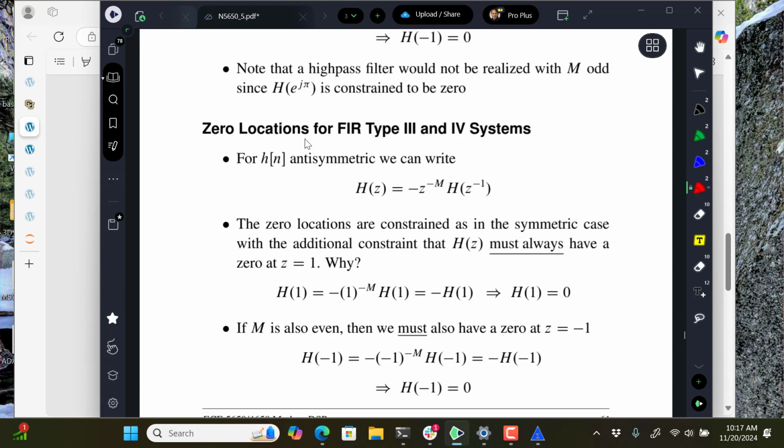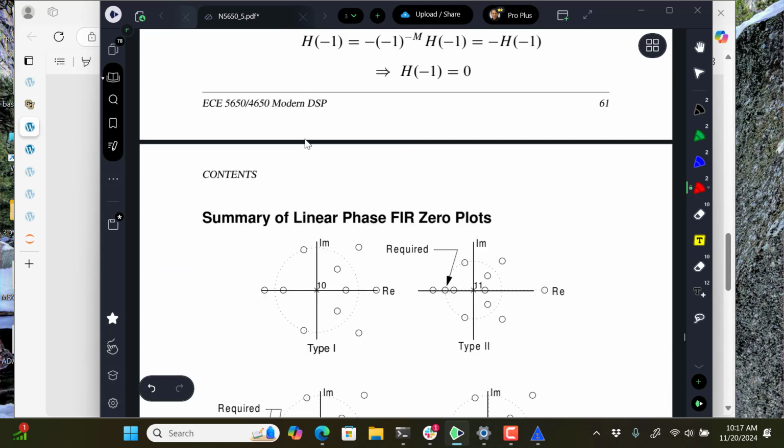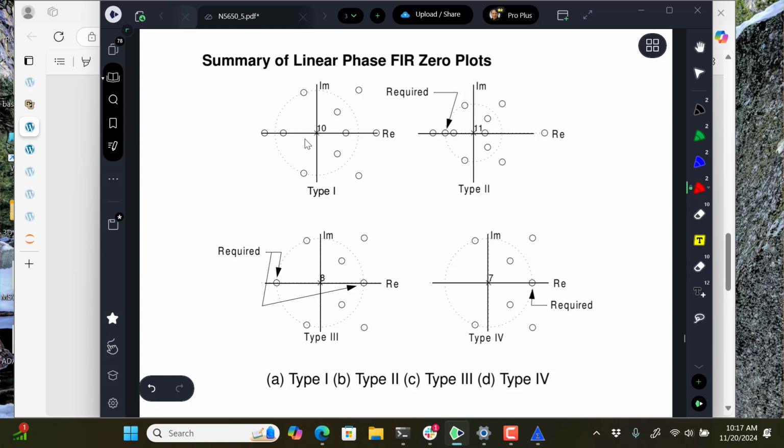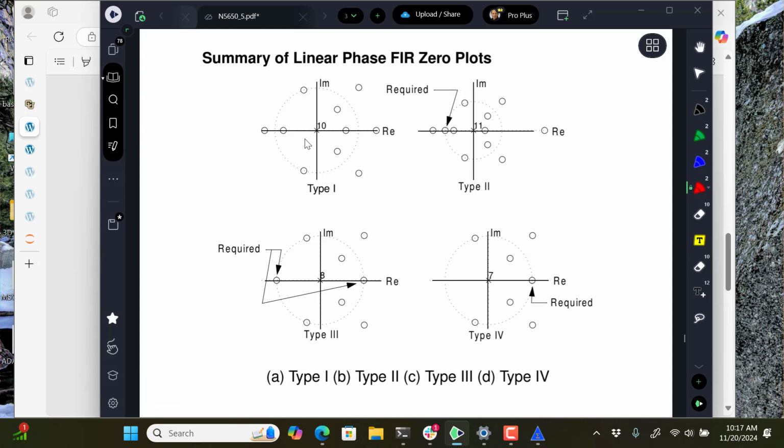Type 3 and type 4 are similar, but there are some additional rules that go with them. I have this picture that summarizes what's going on there. This has been known to show up on the final exam, where I give you part of a pole zero plot. I give you a plot for a filter with some of the zeros, and I'll say that it's a linear phase FIR filter. Fill in the missing zeros. And these are the rules. By the way, remember the final is open book, open notes, so these things will be available to you.